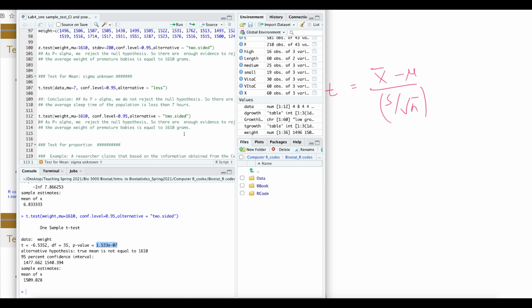Okay, guys. So this is how you use R to test the hypothesis about the mean when sigma is given and when sigma is not given. So if the data is given, R is a lot easier, straightforward and quick.